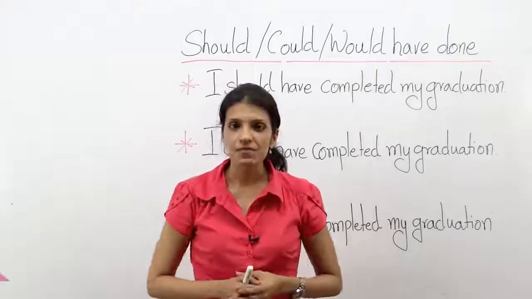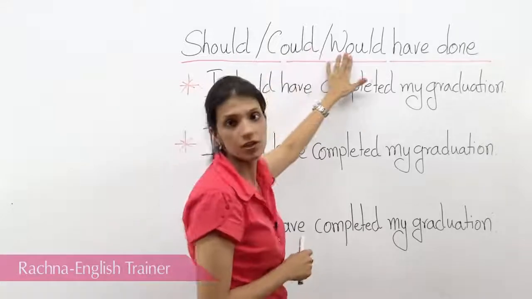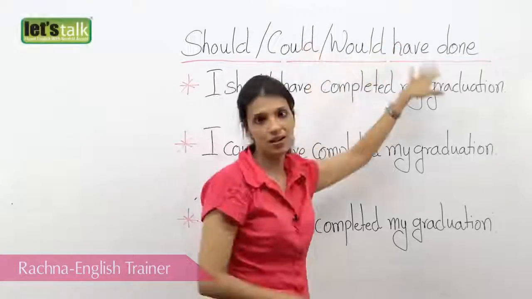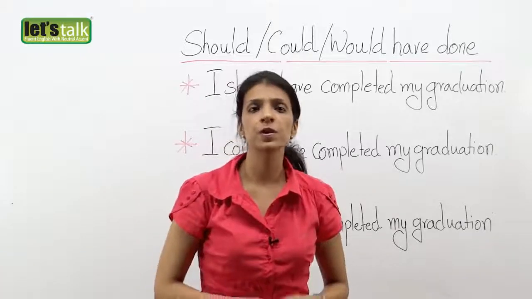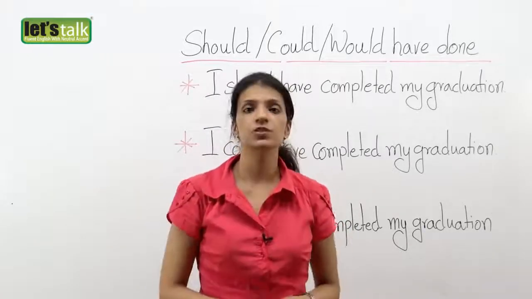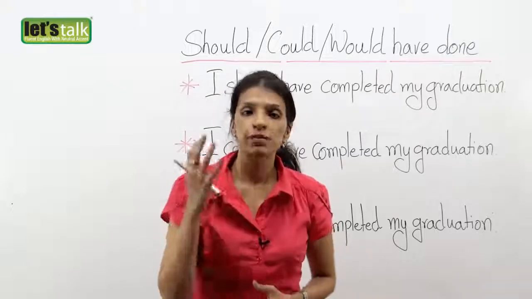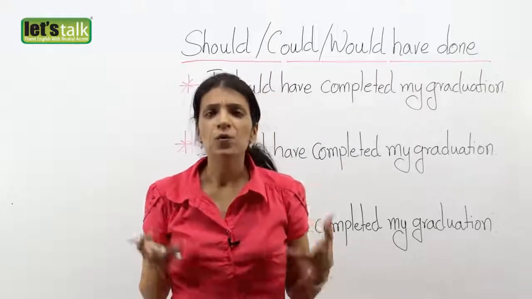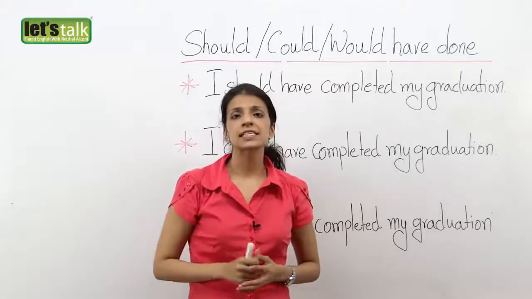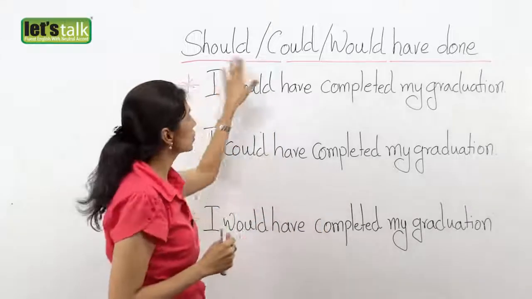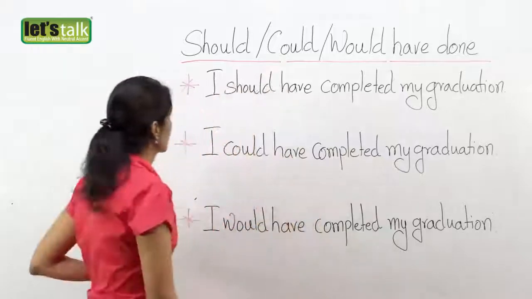Well, in today's lesson, we are going to learn how to use should, could, would with the past participle verb. I'm sure you've heard people use sentence structures like I could have done it, I would have been there, you should have come with me, and you wonder where these come from and how do we use them, right? So in today's lesson, we are going to learn how to use should, could, would with a past participle verb.